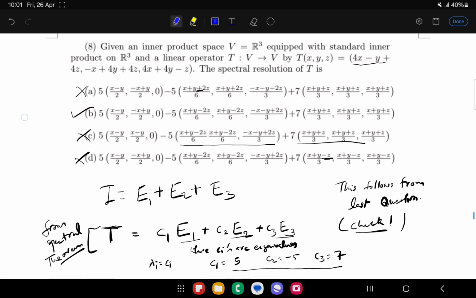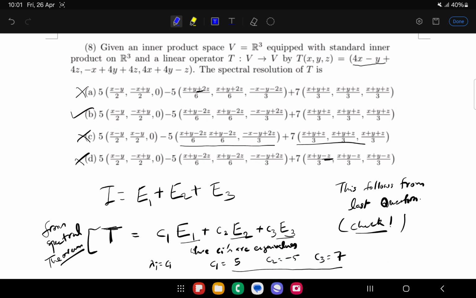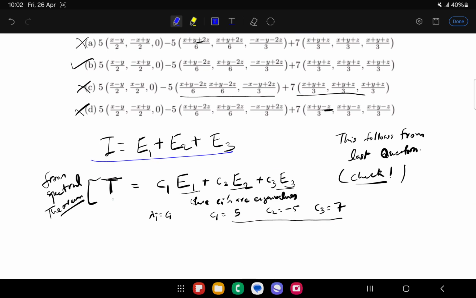Now let's see question 8. Given an inner product space R3, the standard inner product space again, and I think T is also the same. Now they are asking for the spectral resolution of T. So we want to write T in terms of C, E1, E2, E3. If you remember the spectral theorem, T also has such a decomposition, C1 E1 plus C2 E2 plus C3 E3, because we have three distinct eigenvalues. So we have three terms in the sum.